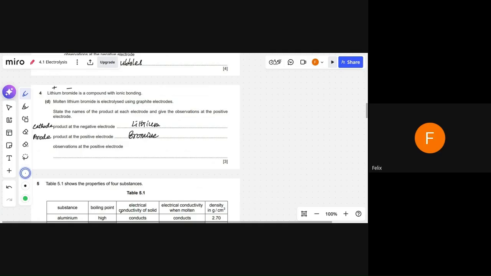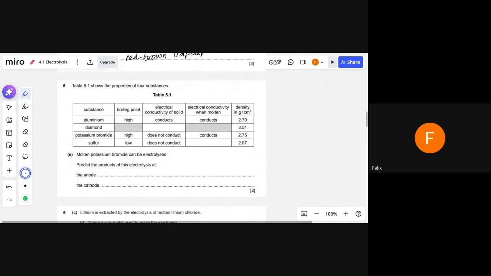Okay, so observations at the positive electrode. Bromine is a brown liquid with vapors. It has a low boiling point and high vapor pressure. So there will be bubbles, and it will be red-brown vapour. Okay. So now, next, question number 5.